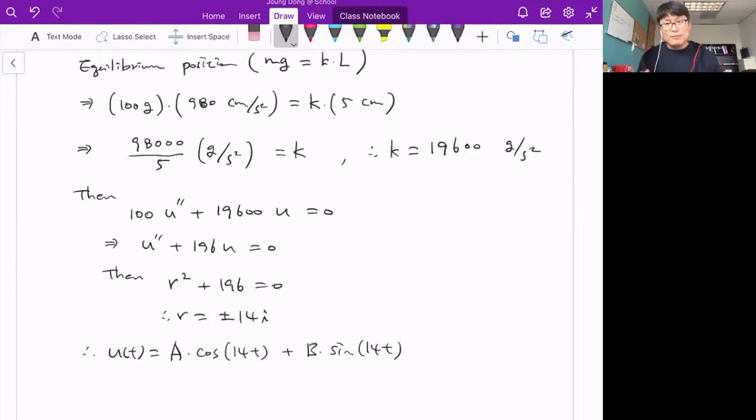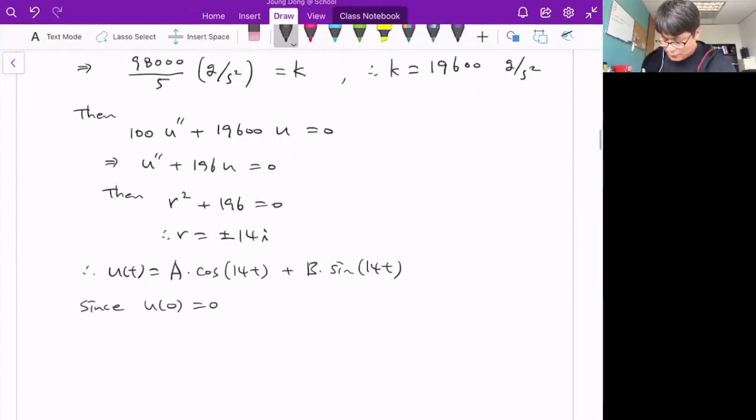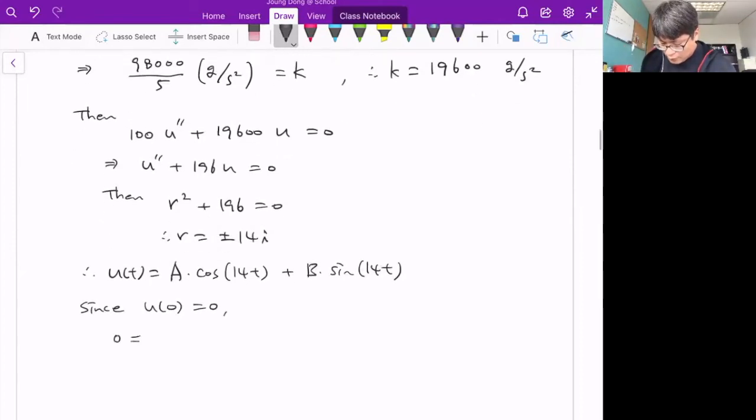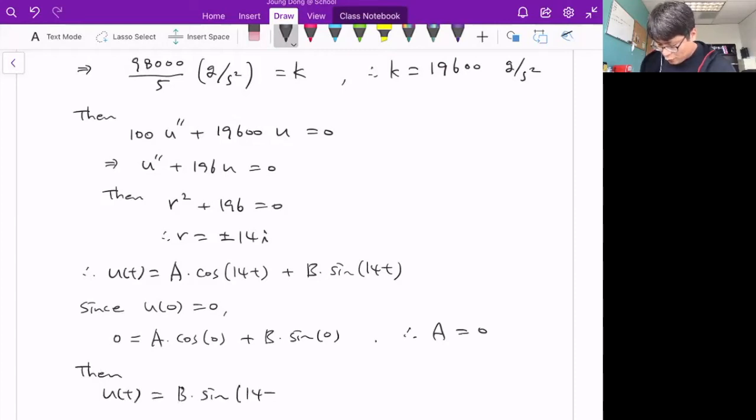Okay. Now it is time to use the initial conditions, right? What was the first one? The initial position was equilibrium, which means there's no displacement, right? So plug in 0: A times cosine 0 plus B times sine 0. Since sine 0 is equal to 0, we can easily find A is equal to 0. Okay, then update. My solution curve is equal to B times sine 14t.